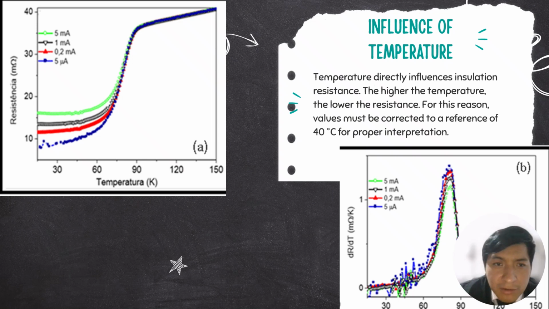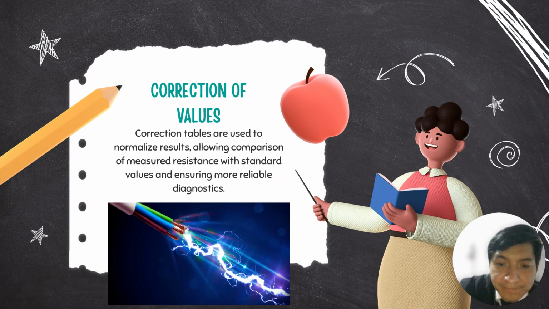Influence of temperature. Temperature directly influences insulation resistance. The higher the temperature, the lower the resistance. For this reason, values must be corrected to a reference of 40 degrees Celsius for proper interpretation.